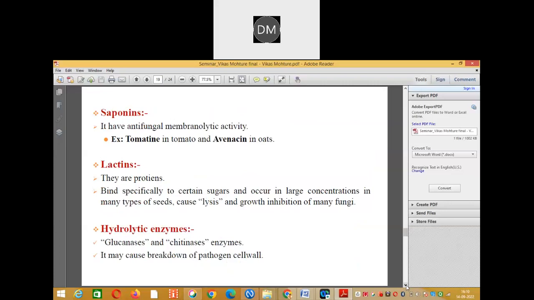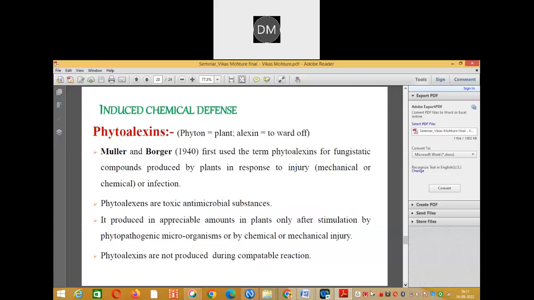Another chemical is saponin. It has antifungal or membranolytic activities. Lectins are proteins that bind specifically to certain sugars and occur in large concentration in many types of seed. Certain hydrolytic enzymes are there, like glucanase, chitinase, etc.